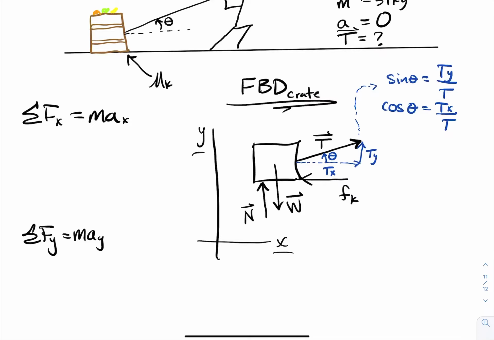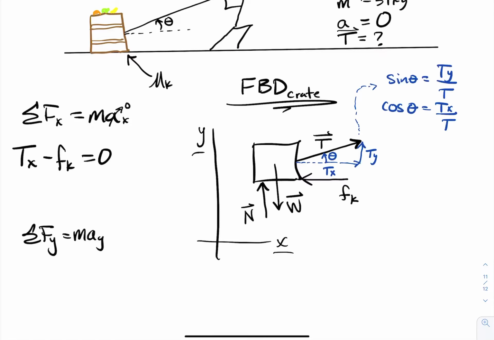I always like to write my positive pointed directions first. So we have tension in the x direction minus the friction force equals, and will I write MA? Well, no, Ax is 0. That's given in the problem, so it's equal to 0.